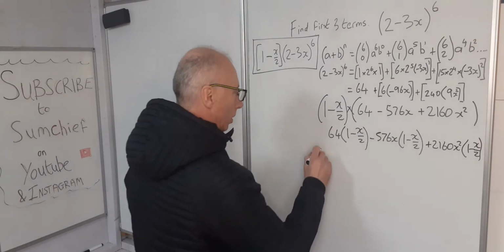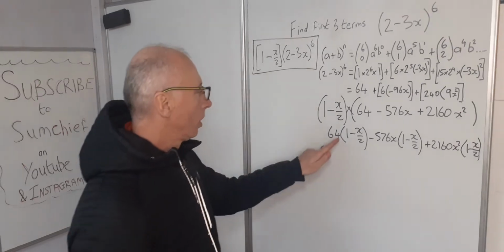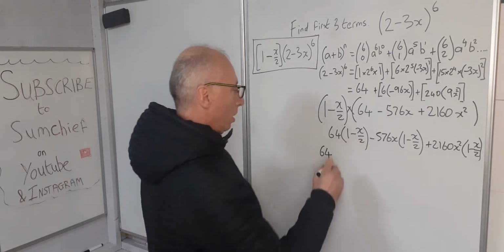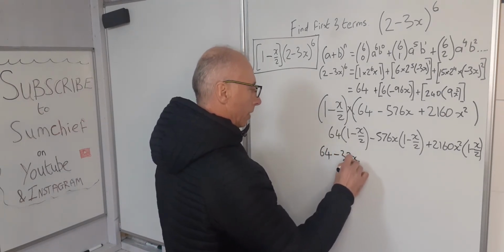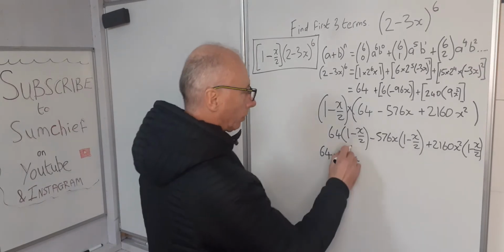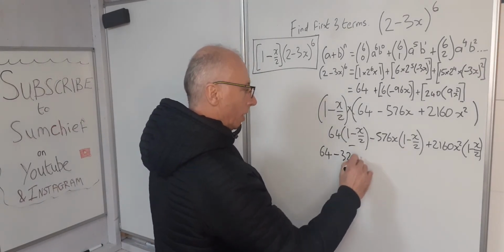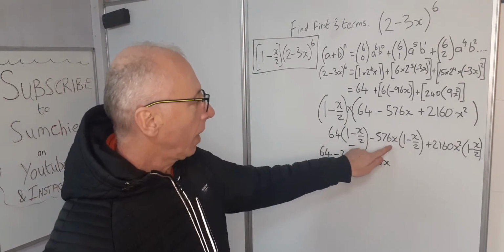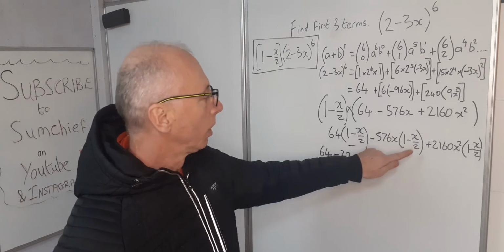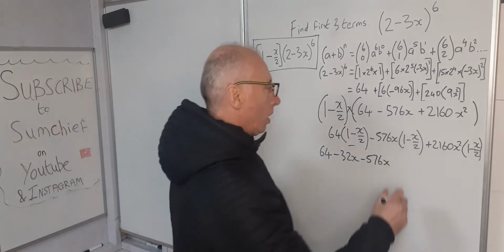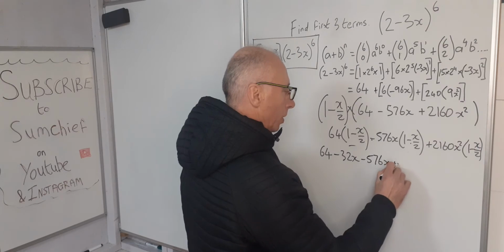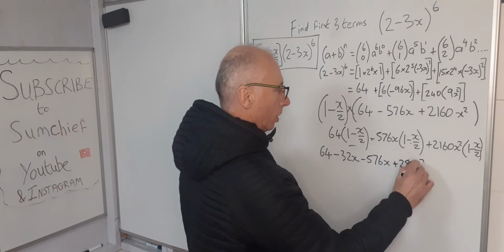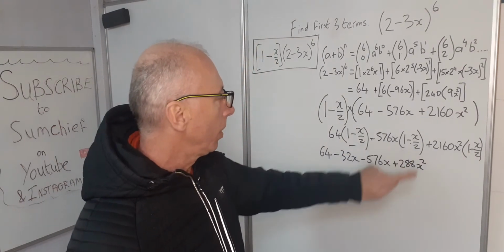64 times 1, that's pretty straightforward, that's 64. 64 times minus x over 2, so that's 64x over 2, which gives us minus 32x. That's that taken care of. Now we're on this one, 576x times 1, that's pretty straightforward. And 576x times minus x over 2, so we need to divide this by 2, and it's minus times minus, so it's plus 288 x times x, which is x squared. So that takes care of that one now.